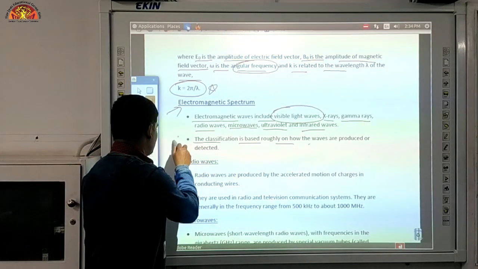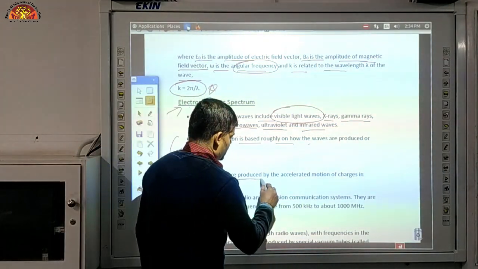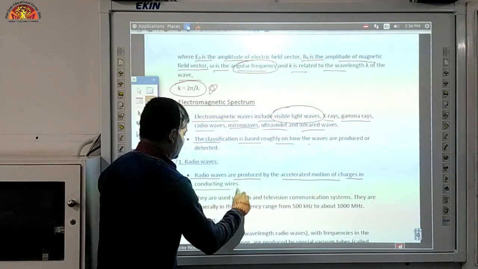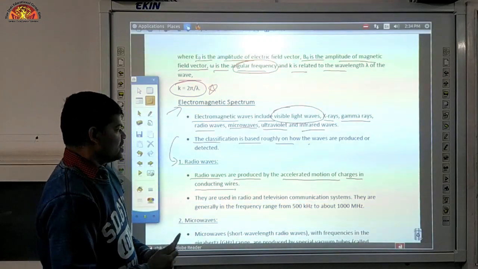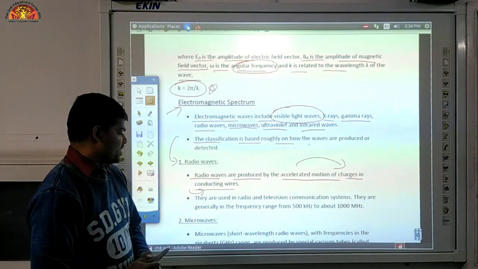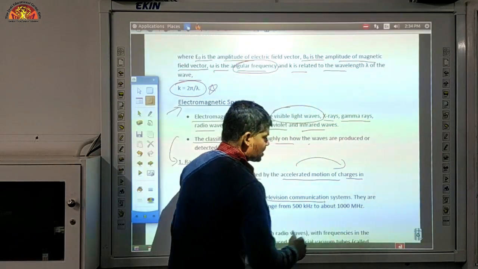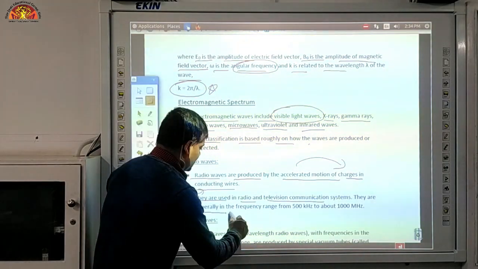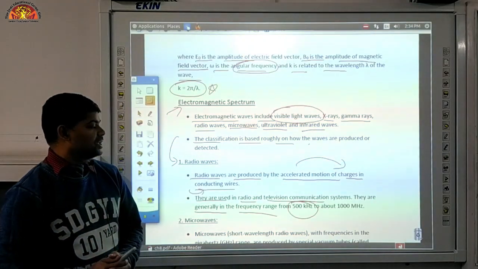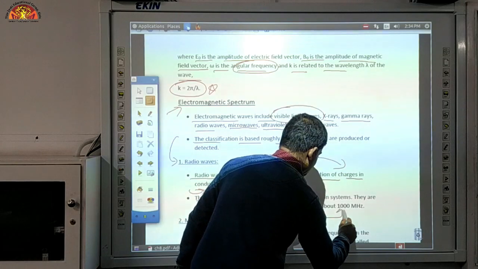First of all, we will talk about the radio waves. Radio waves are produced by the accelerated motion of charge in conducting wires. जो accelerated motion of charge है बच्चों conducting wire में, उसकी वजह से radio waves produce हो रही हैं. They are used in radio and television communication systems, and they are generally in the frequency range of 500 kilohertz to about 1000 megahertz. You should learn this range bachcho.